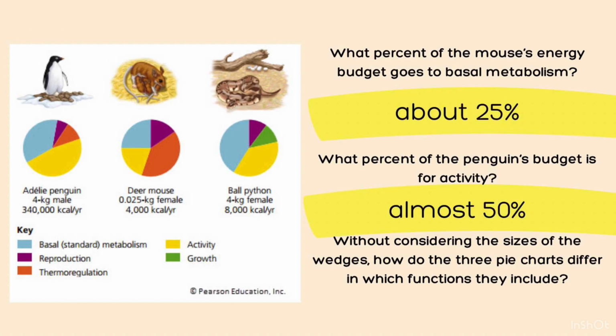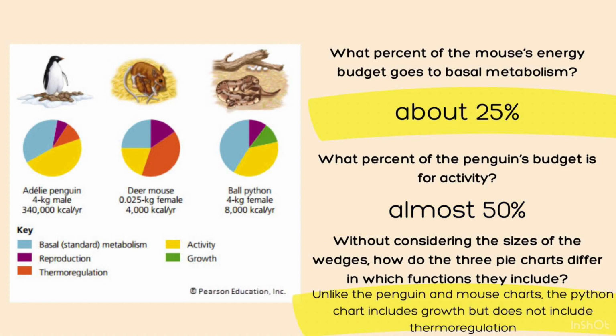So the answer for this is going to be 25% if we look at the graph of the mouse. And looking at the penguin's budget for activity, it's almost at 50%. So now, without considering the sizes of the wedges, how do these three pie charts differ in which functions they include? Unlike the penguin and mouse charts, the Python chart includes growth but does not include thermoregulation.